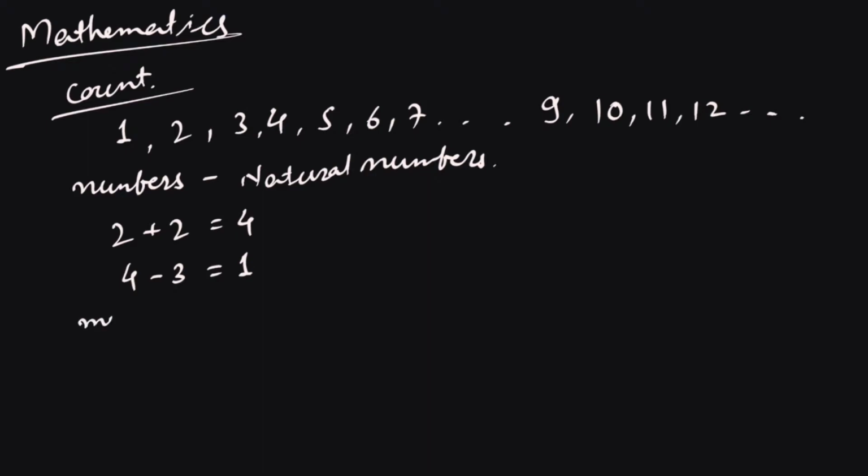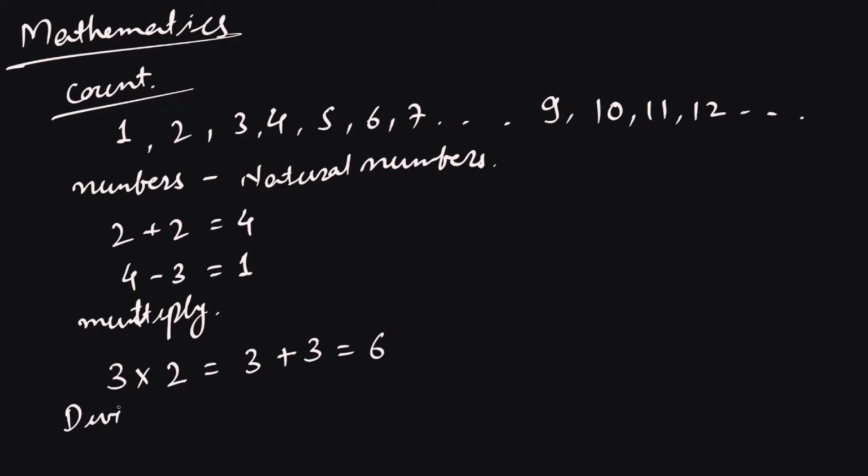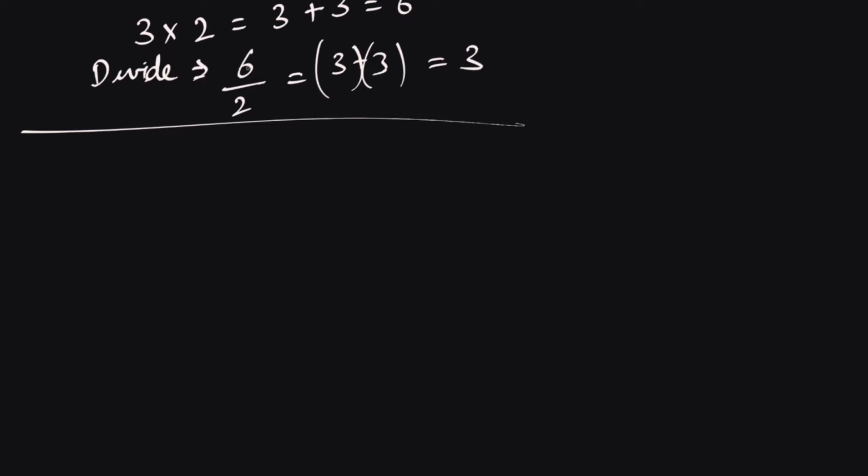We can multiply them. Multiplication basically means, for example, if you're doing 3 into 2, that means you're adding 3 two times, or you're adding 2 three times, so this is 6. We can also divide, which is basically 6 divided by 2. So we are dividing 6 into equal parts. We know that 6 is 3 plus 3. If we divide 6 equally, one part is 3, another part is 3, so that is equal to 3. Fortunately, when we do 6 by 2, it becomes 3, so it becomes another natural number.